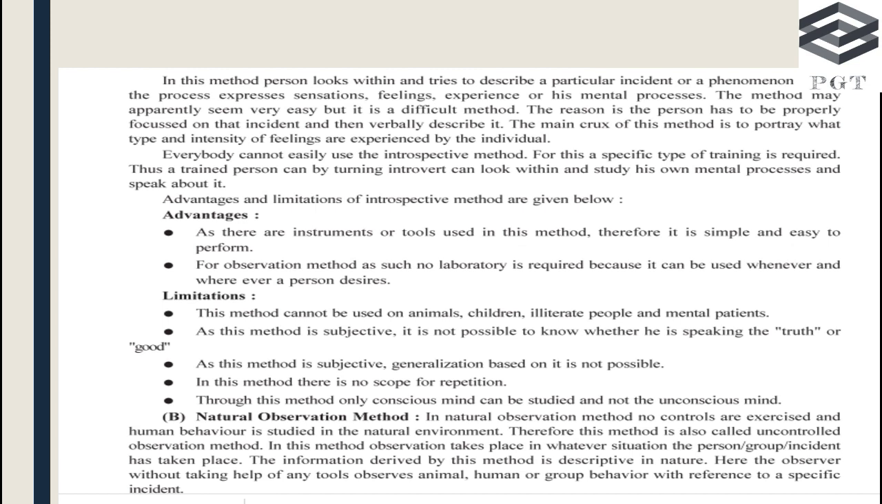Understand? So introspection makes our mind conscious; it is the study of the conscious mind, not the unconscious. It's not unconscious, it is conscious. And in this conscious state you start evaluating your thoughts, you like to understand yourself. So that is the form of limitation. It means in this method only the conscious mind can be studied, not the unconscious.